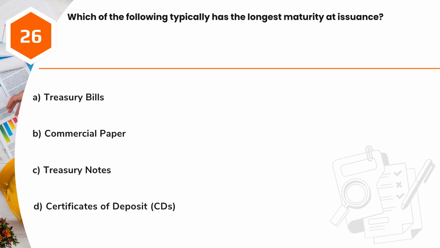Question 26. Which of the following typically has the longest maturity at issuance? A. Treasury bills. B. Commercial paper. C. Treasury notes. D. Certificates of deposit, CDs.